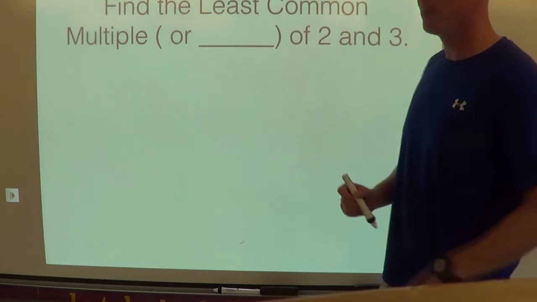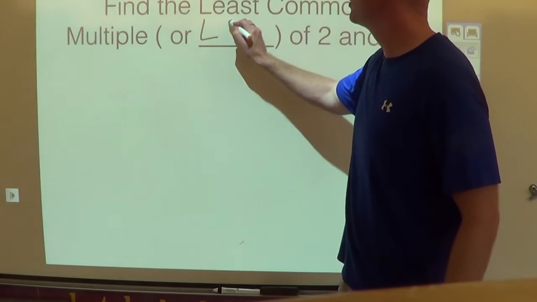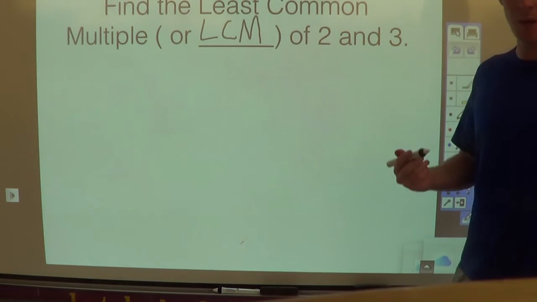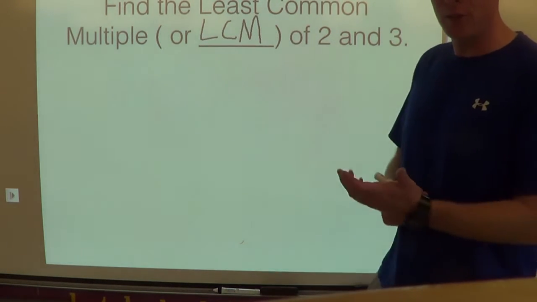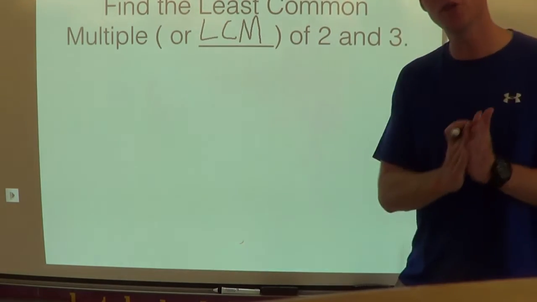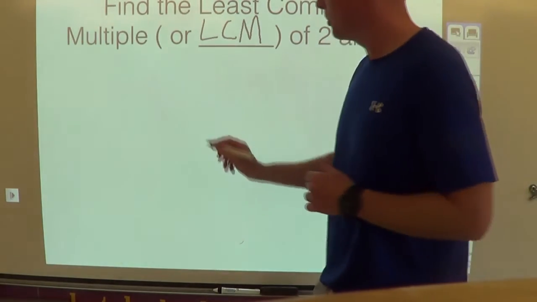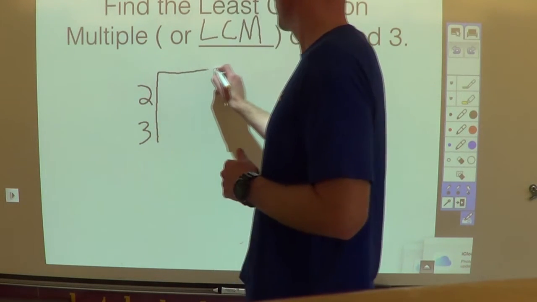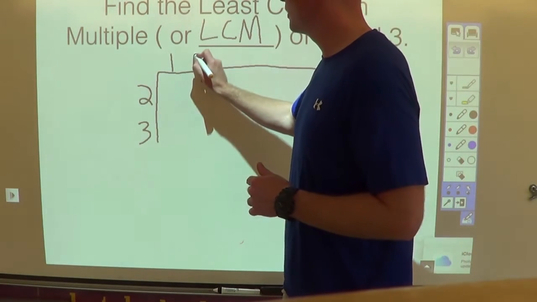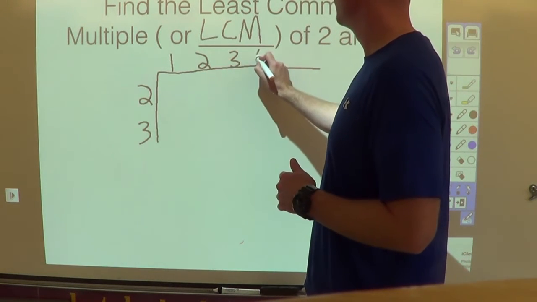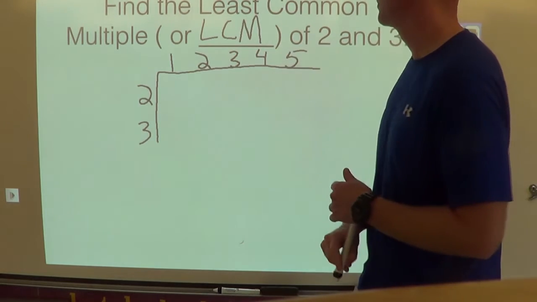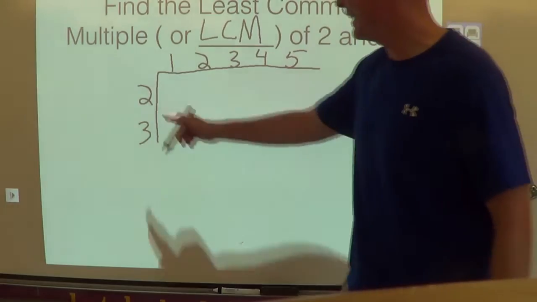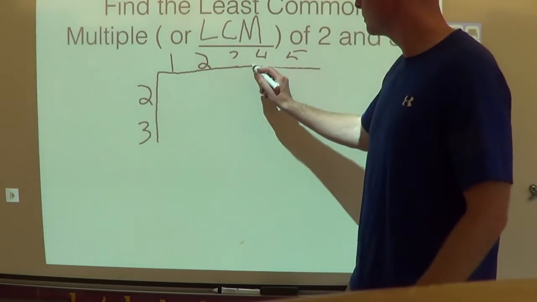Find the least common multiple, or LCM, of 2 and 3. Well, in order to do this, what I do is I set up a little chart. Multiples will get bigger. So we're going to do 2 and 3. And usually I start with 1, 2, 3, 4, 5. Cool. Multiples. What we're going to do is multiply these numbers times the top.